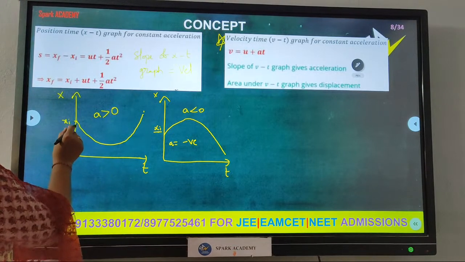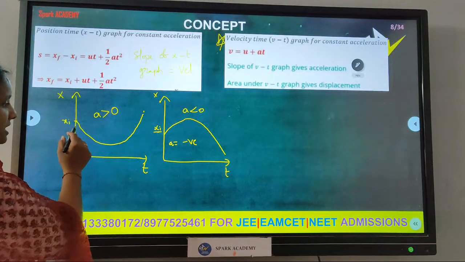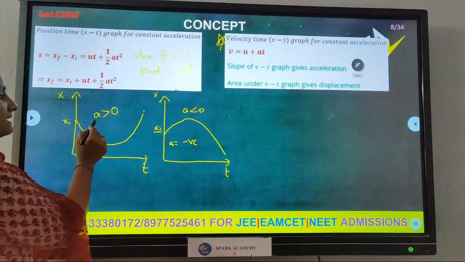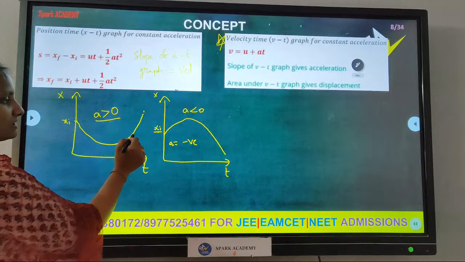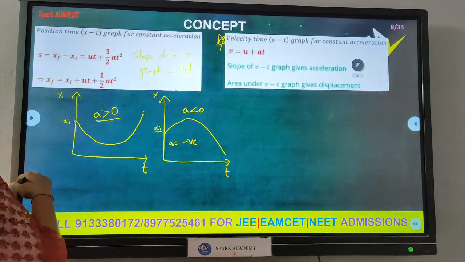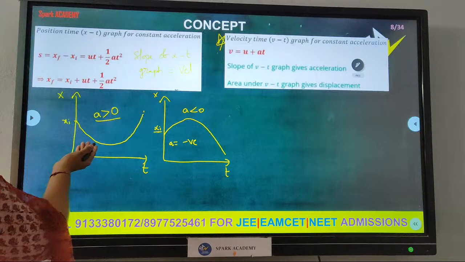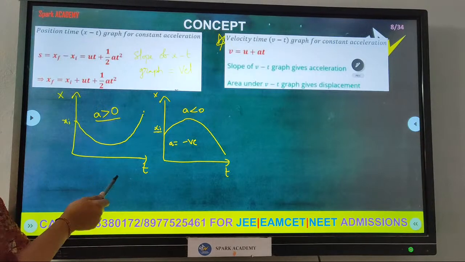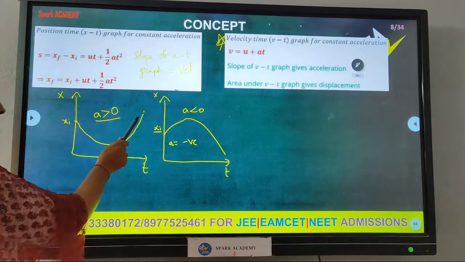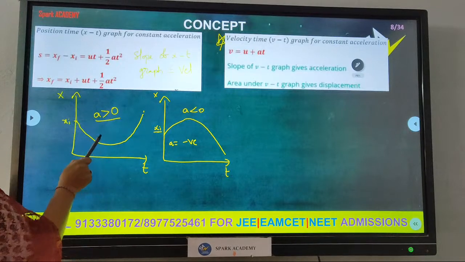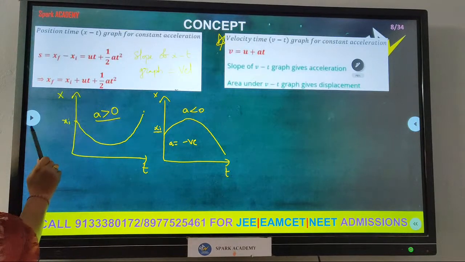And here this graph shows a parabola opening upwards. It is positive acceleration. Velocity is increasing. If you take the slope of this graph at a particular point, that slope gives velocity. So as it is increasing, you can say this graph shows positive acceleration.